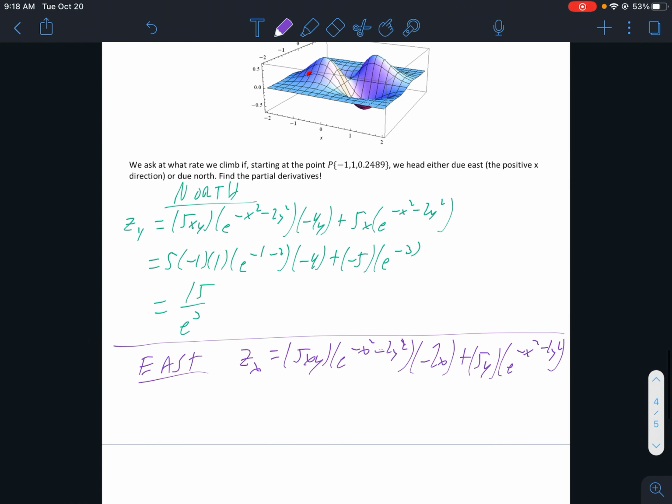All right, and again, I'm not going to go through all the work for that, but if we substitute in the -1, 1 there, we would get -5 over e cubed, which means we'd be climbing down at a rate of 5 over e cubed. Okay, the negative out in front just means that we'd be climbing down. The hill would be pointing down in that direction, that's all.